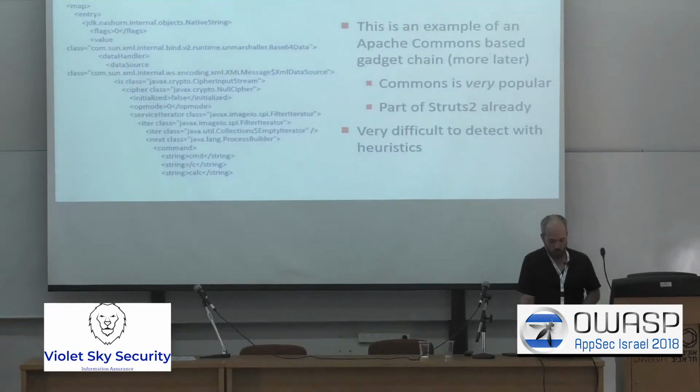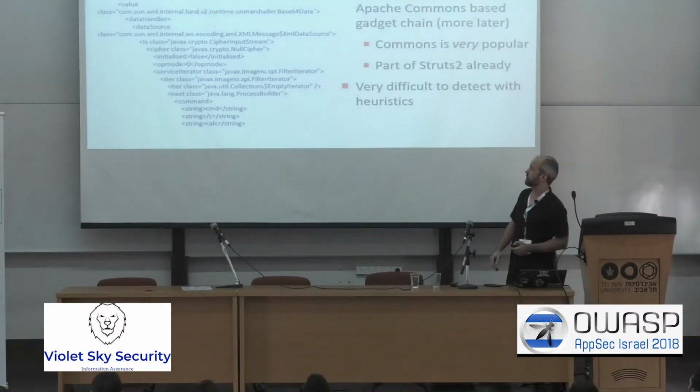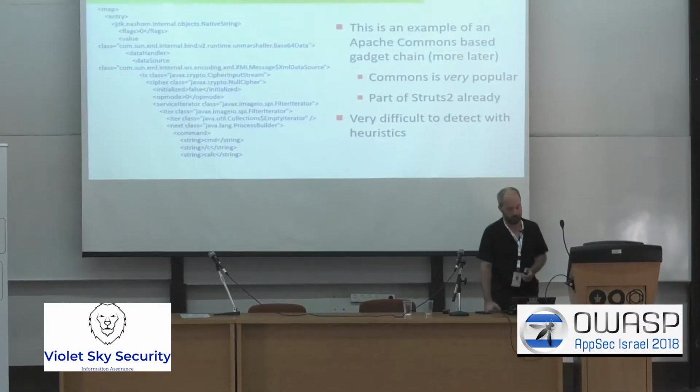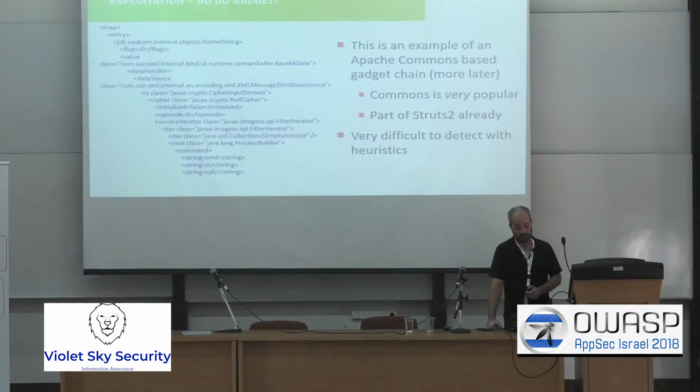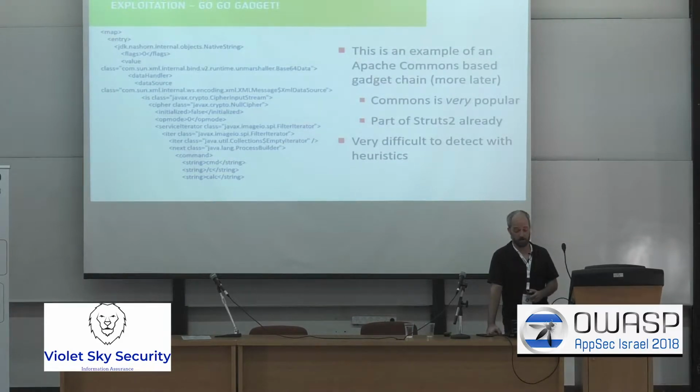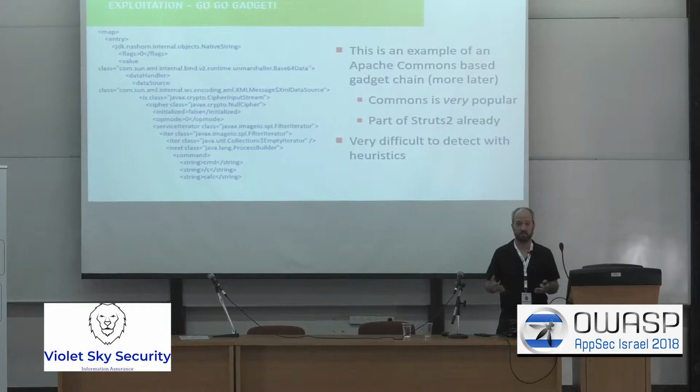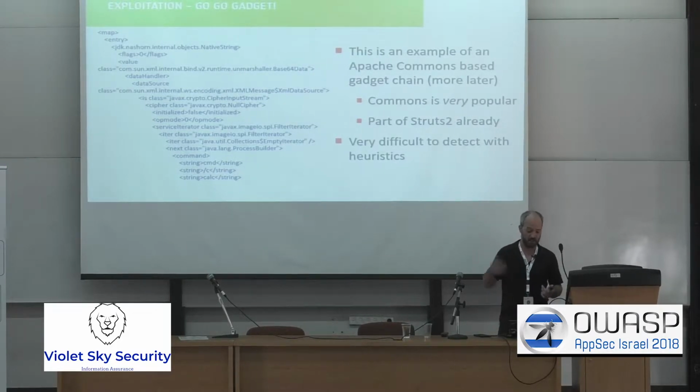So this is the object that we sent. This is a gadget chain for Java. We're going to go into that a little later. It's based around Apache Commons, which is very popular. It's built into Struts2, so this is out of the box, mint, vanilla Struts2.